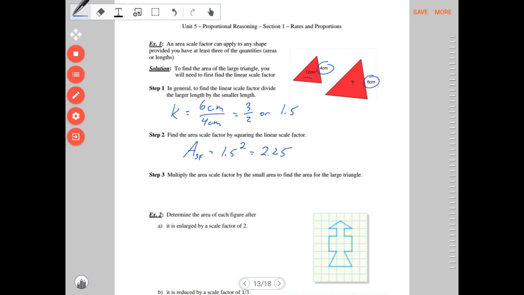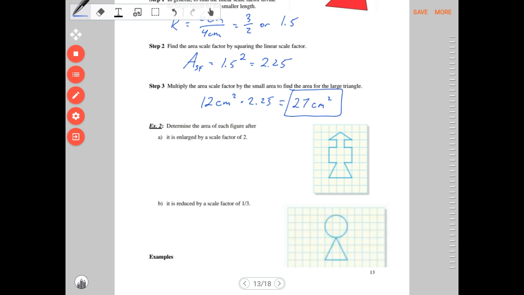So here in this triangle, the small area is 12. So we go 12 centimeters squared times 2.25, and we end up with 27 square centimeters. So if we know the linear scale factor, we can use that to find the new area.